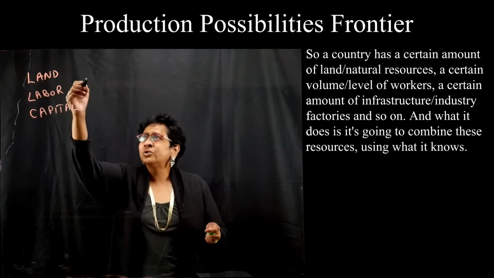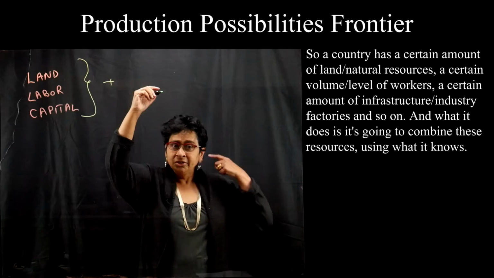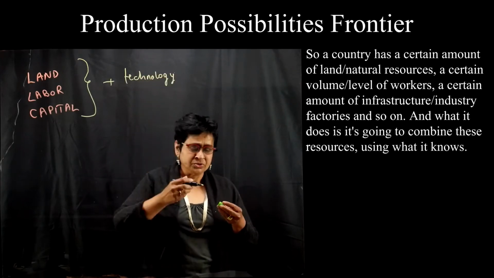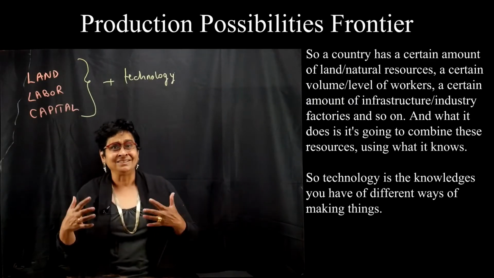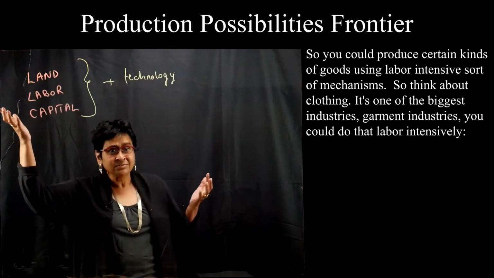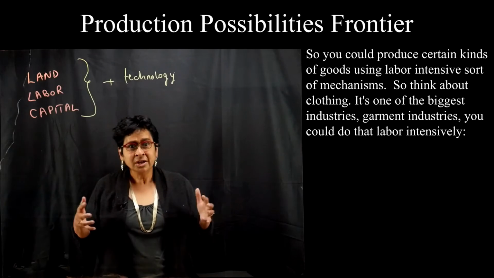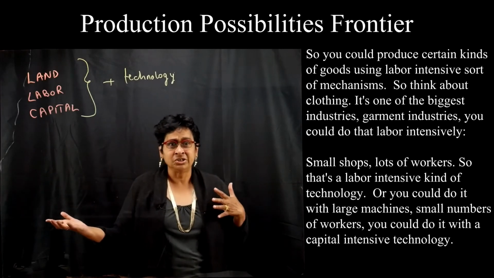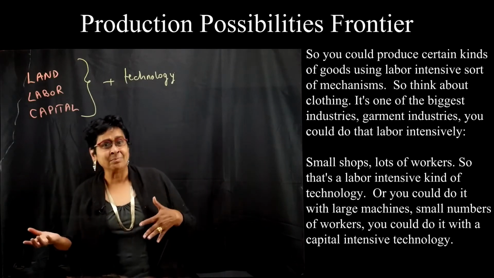And what it does is it's going to combine these resources using what it knows. So technology is the knowledge you have of different ways of making things. You could produce certain kinds of goods using labor-intensive mechanisms. So think about clothing. It's one of the biggest industries, the garment industry. You could do that labor-intensively. Small shops, lots of workers. So that's a labor-intensive kind of technology. Or you could do it with large machines, small number of workers. You could use a capital-intensive technology.